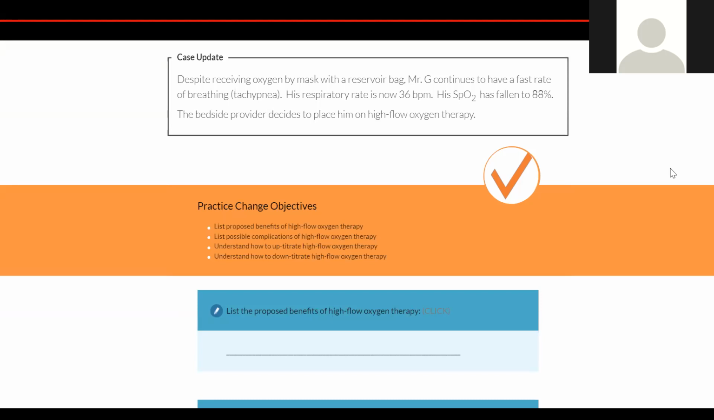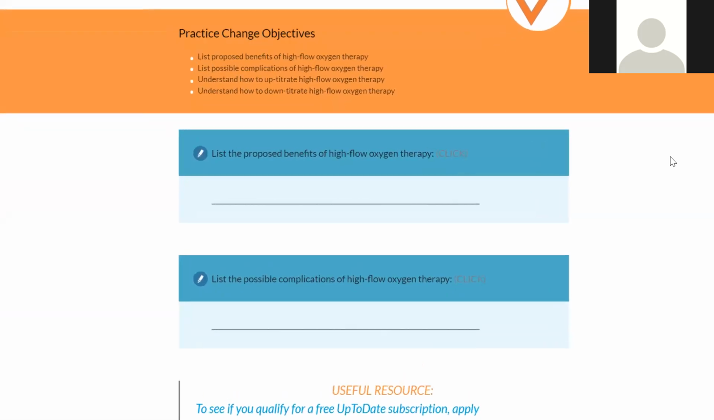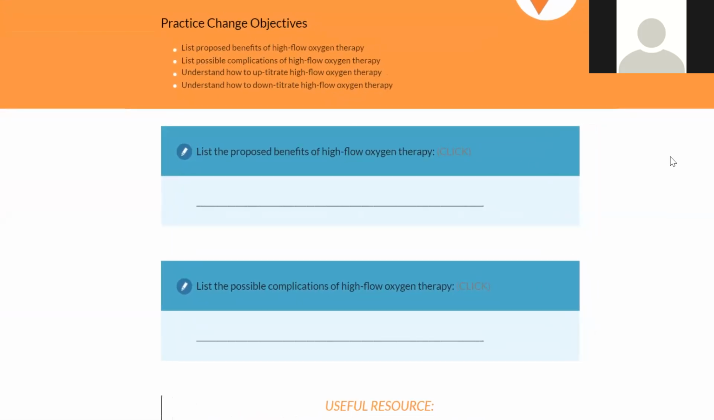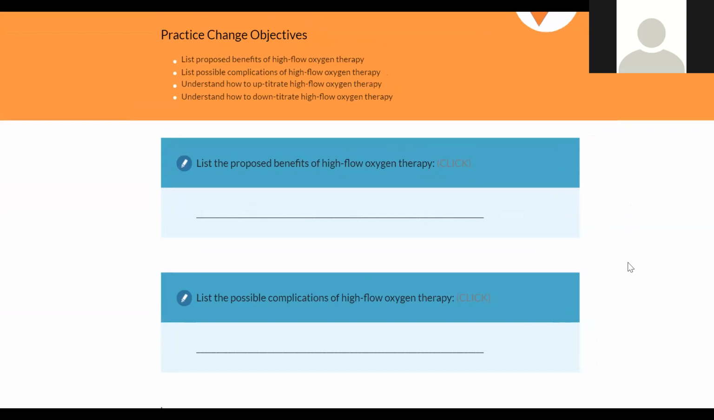So for this part, we're going to see the benefit of high flow oxygen therapy, discuss potential complications, and understand how to increase or decrease high flow. So you can put a few benefits in the chat. At least everyone can put one or two benefits. Then we click on the link and see those benefits.